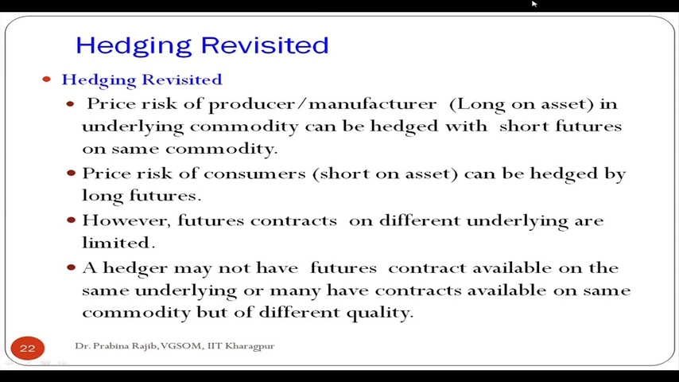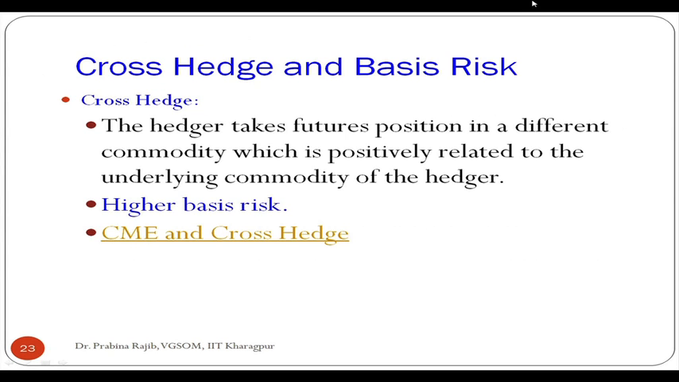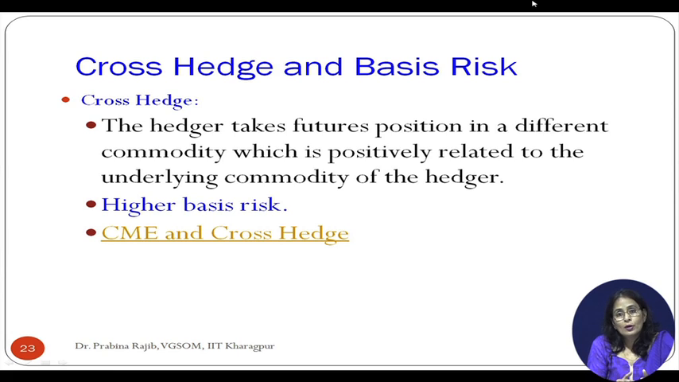So this brings us to our discussion on what is called a cross hedge. So what is a cross hedge? The hedger takes a futures position in a different commodity which is positively related to the underlying commodity of the hedger. So in case of a cross hedge, the exact commodity is not listed, but you find another commodity which is closely related to the commodity you are producing or consuming, and use that other commodity which is already listed on the exchange to mitigate your own price risk. However, a cross hedge gives rise to a higher basis risk. How exactly this higher basis risk emanates, we'll discuss a little later.